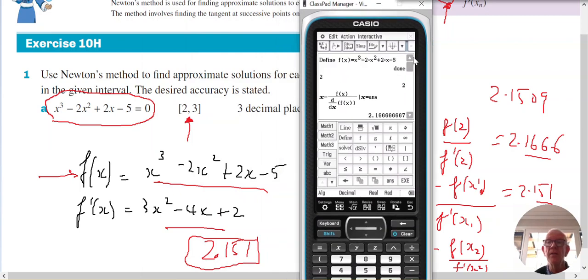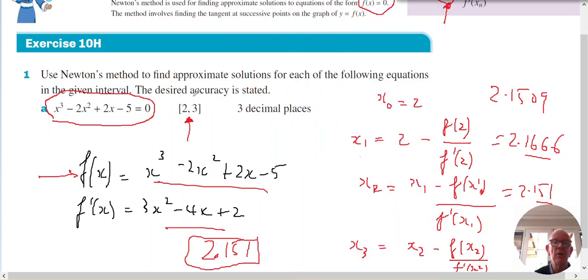I could have chosen 3 as my starting point. And when I press exit, I still get 2.1509. I could have started at 2.1 as my starting point, and it would still home in on 2.1509. It doesn't matter where between 2 and 3 I start, 2.5, it's still going to give me 2.1509, because it keeps on improving and getting closer and closer and closer. But they're giving you a hint as to where to start your search.